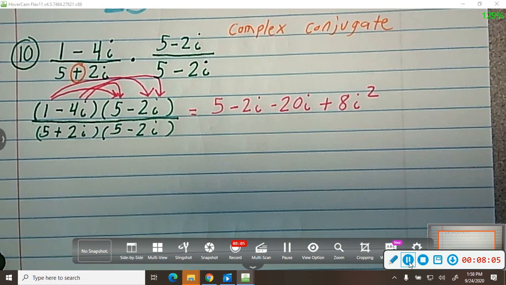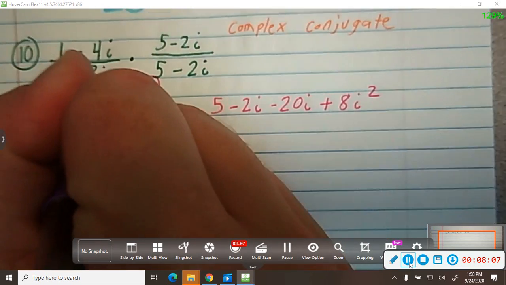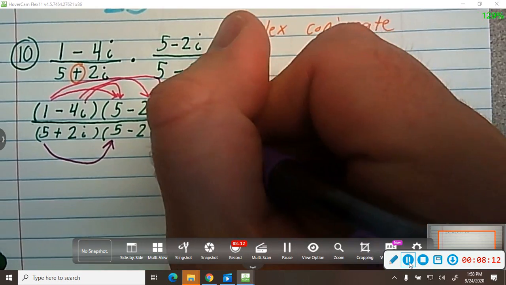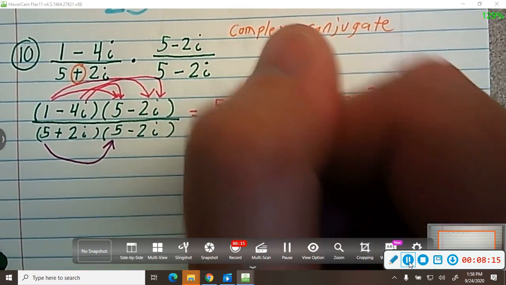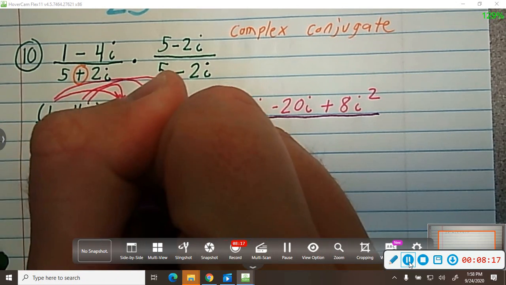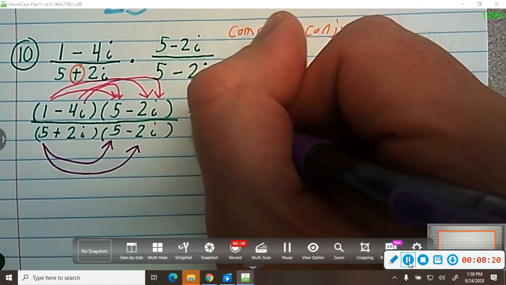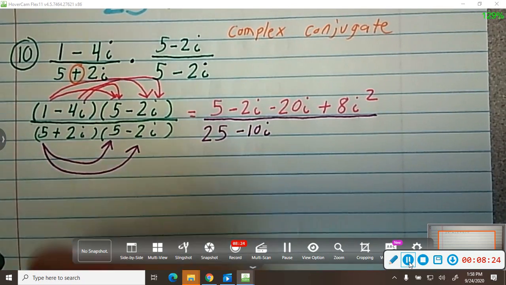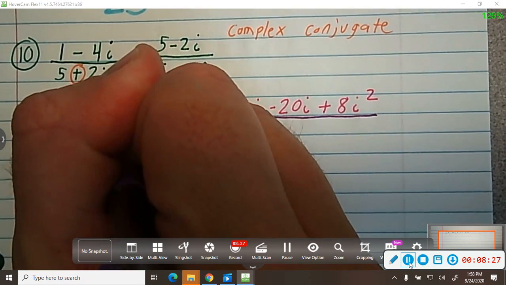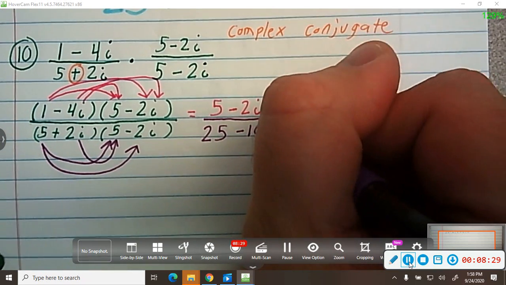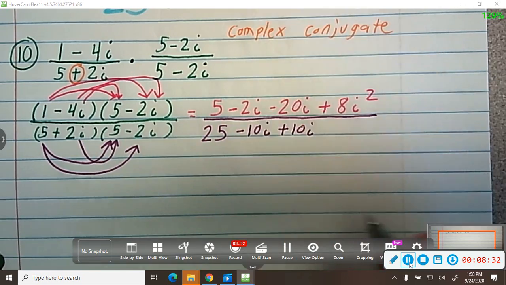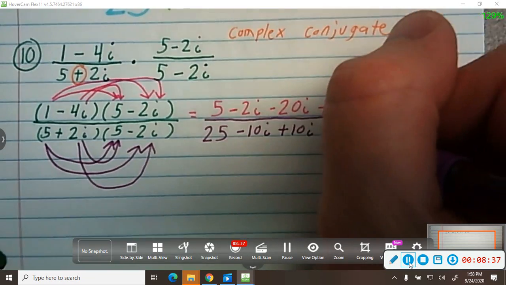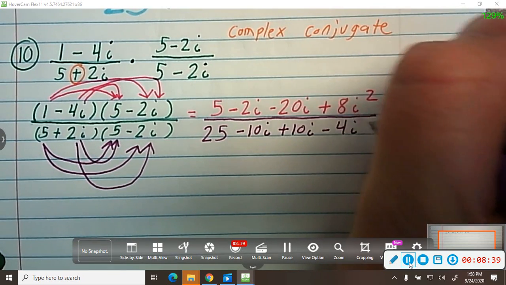Okay, we also need to distribute the denominator. So 5 times 5, 25. 5 times negative 2i is negative 10i. And then we distribute the 2i to the 5. That's 10i. And then the 2i times the negative 2i would be negative 4i squared.